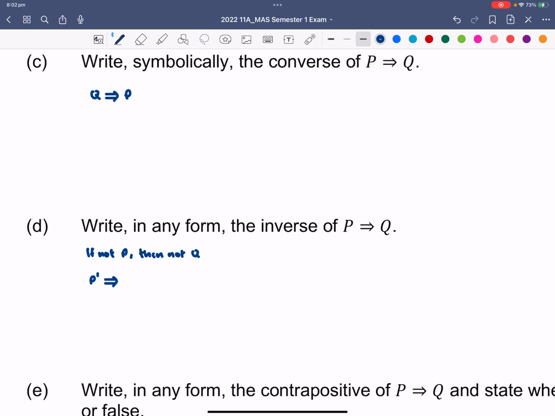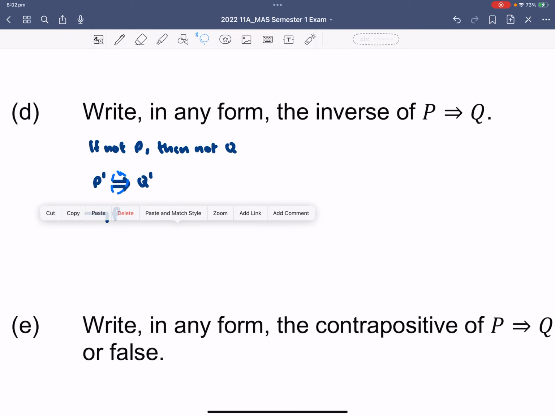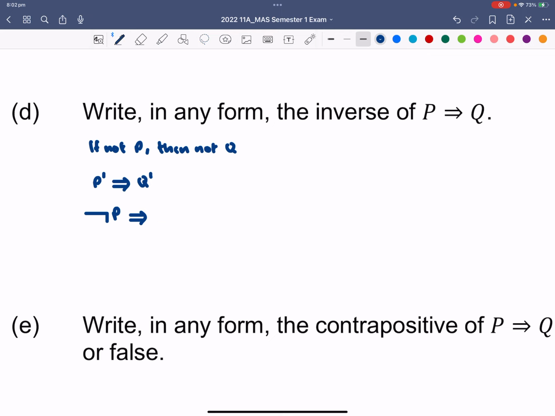Alrighty, and that's not the only symbol for not. There is another symbol if you're familiar with it. The symbol looks like this, okay? That just means not. So if not P, then not Q. So that would be another way of writing it. So lots of ways of writing not, but this is one common way of writing not. So if not P, then not Q.